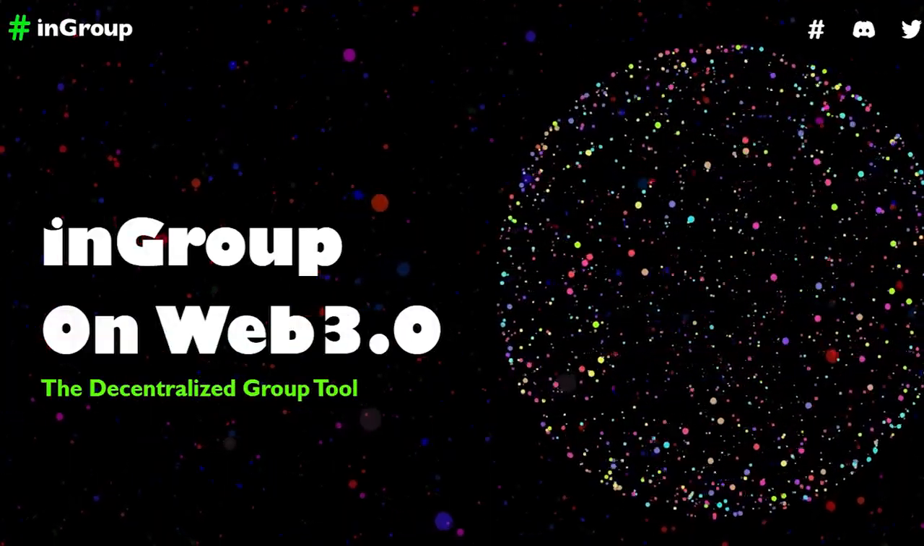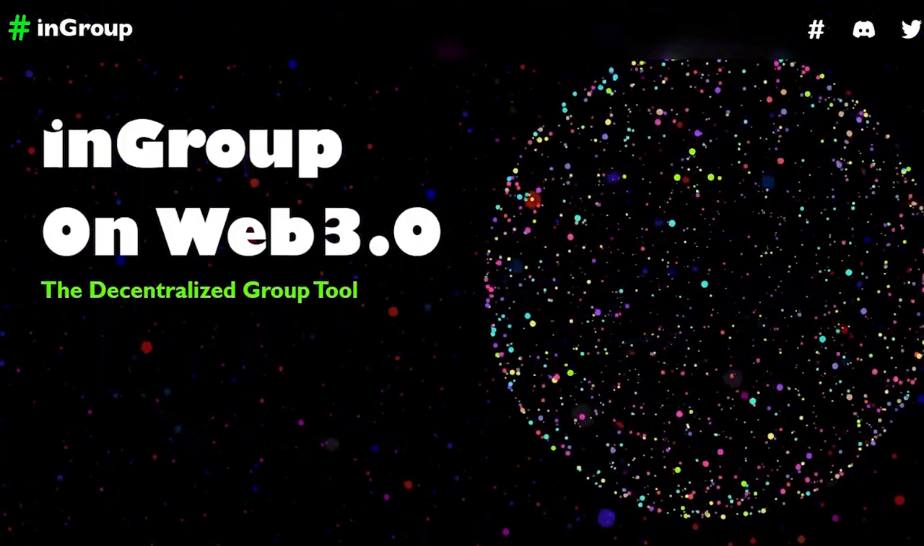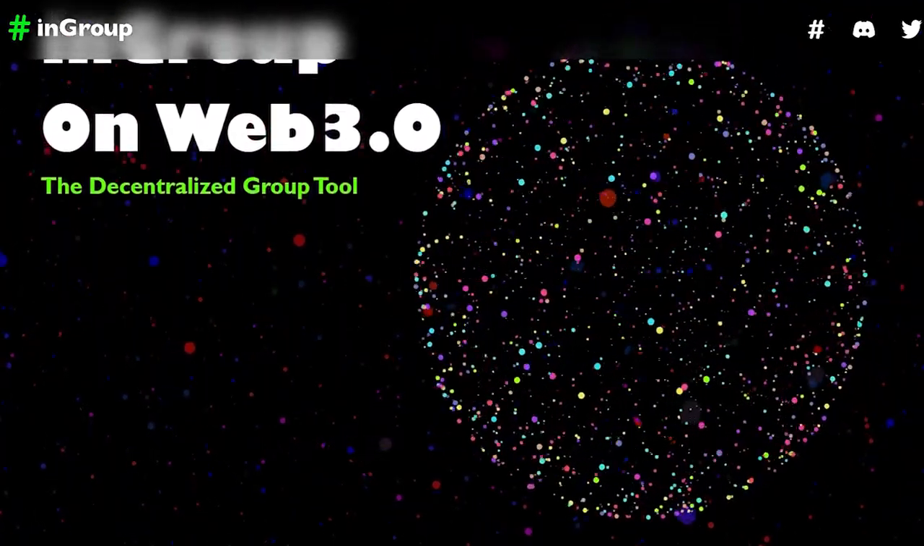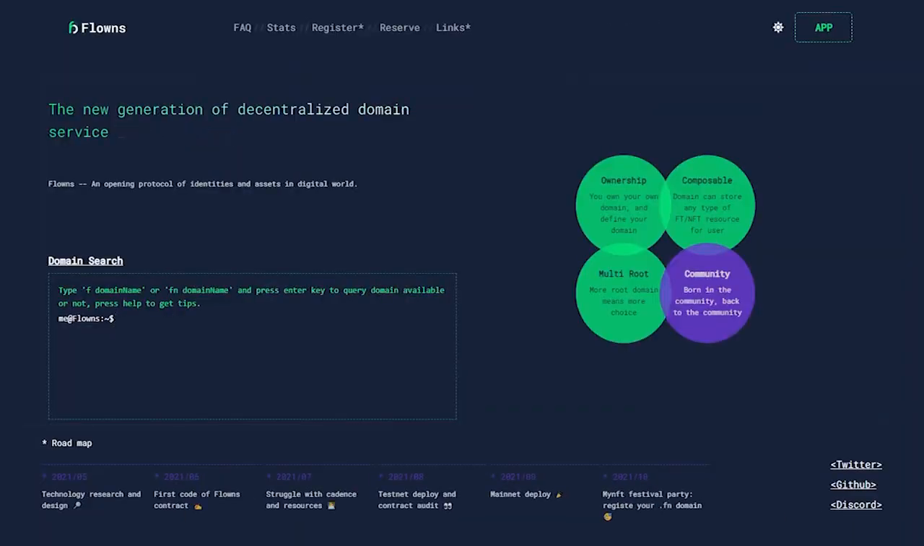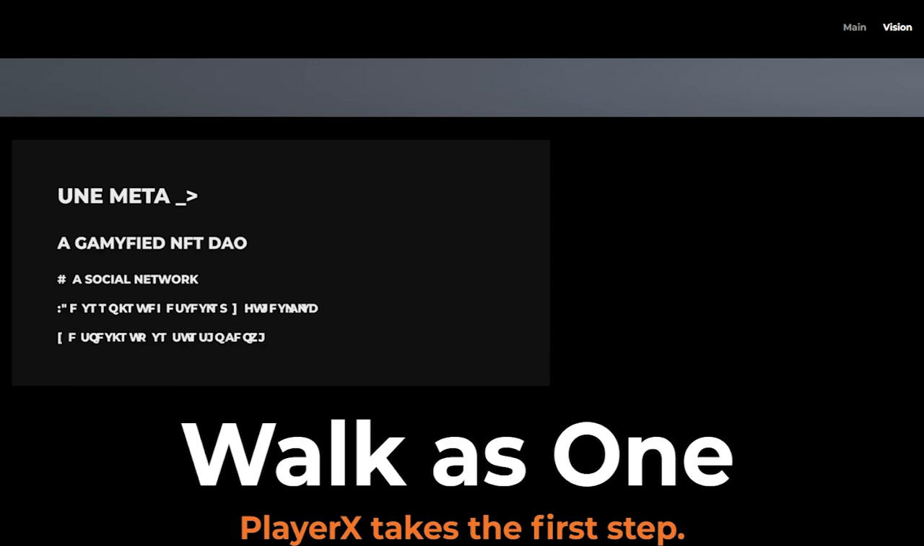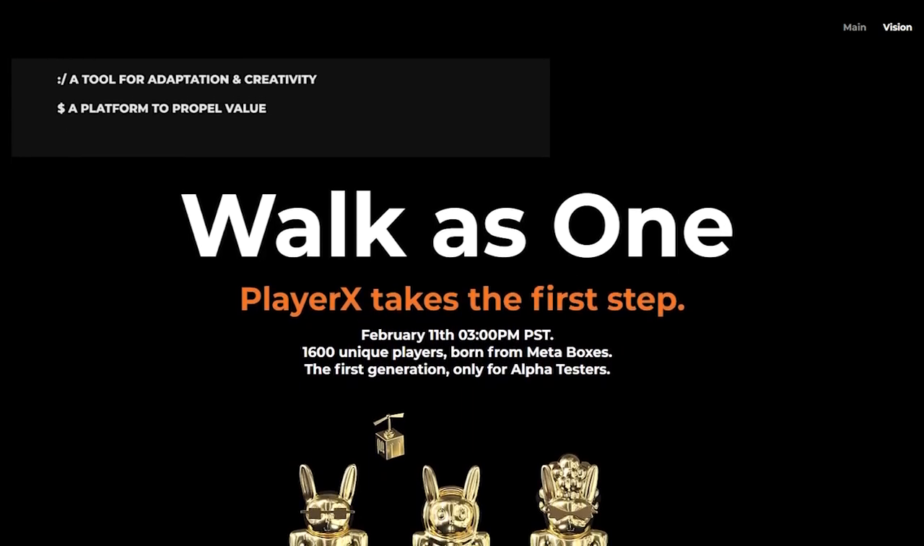InGroup. RSS3 powers the activity feed of different groups in crypto organizations of InGroup, a Web3 social network. Flowns. RSS3 powers the profile of Flowns, an open protocol of identities and assets. UnaMeta. RSS3 supports this social enforced NFT trading platform to bring out a refreshing NFT experience.